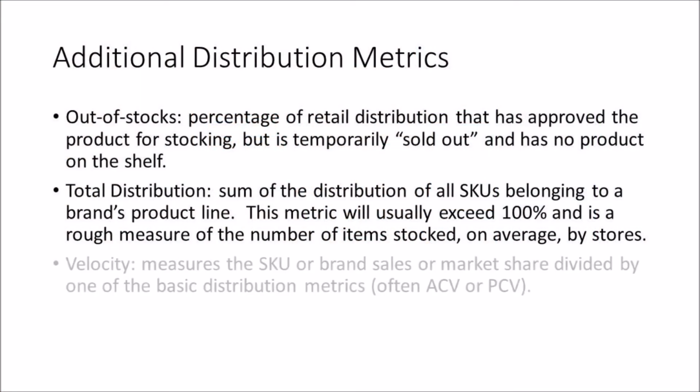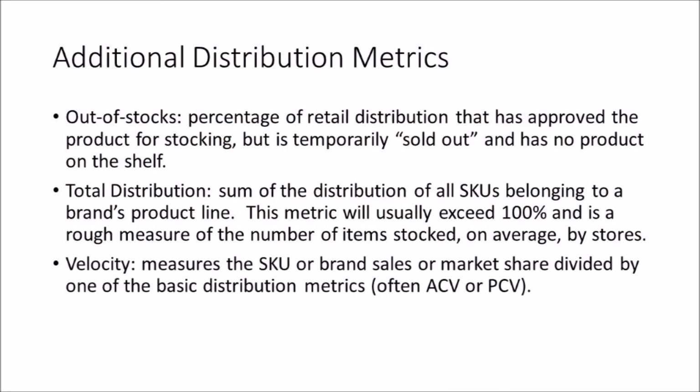And then finally, velocity. Velocity measures the sales of a brand or stock keeping unit divided by the distribution. And it could be any of those distribution metrics. But the sales rate is a very important thing to keep in mind. If it's too low, a brand is in danger of losing distribution. And if it's high enough, there could be an opportunity to add additional distribution.